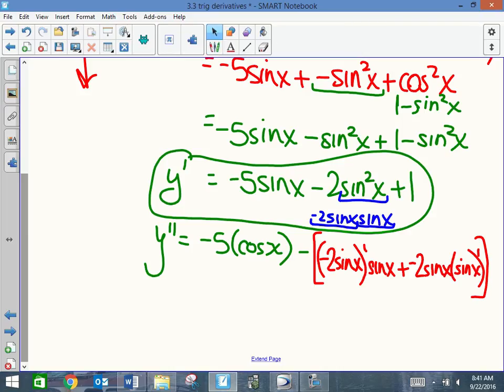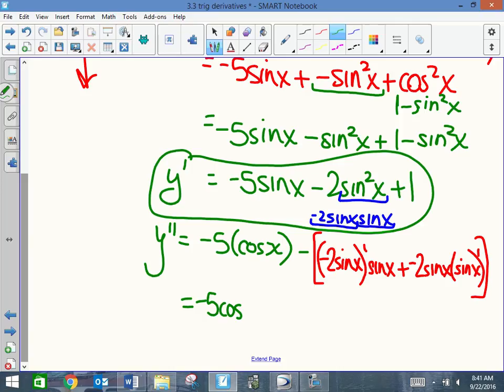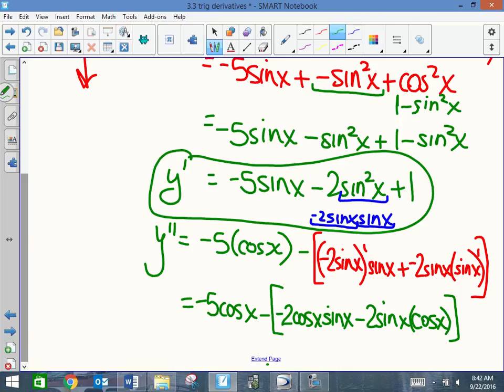All right, here we go. Did I lose anybody? That's the product with the -5 cosine of x minus, I'm going to just clean this up and see what happens before I get rid of my brackets. Okay, what's the derivative of -2 sine of x? -2 cosine of x, good. Sine of x minus 2 sine of x. What's the derivative of sine of x? Cosine of x, right? Right?